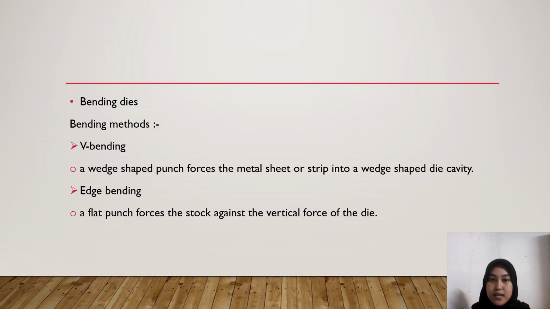Next is bending dies. There are two methods of bending. First is V-bending, in which a V-shaped punch forces the metal sheet or strip into a wedge-shaped die cavity. And next is edge bending. A flat punch forces the stock against the vertical face of the die.